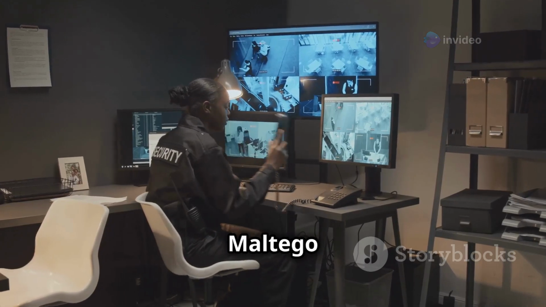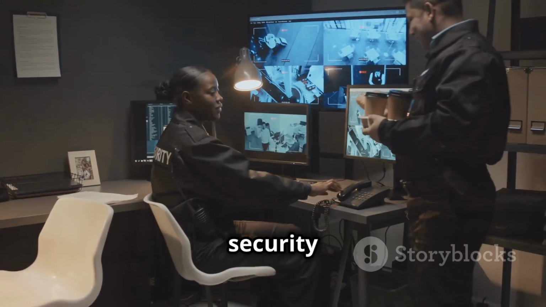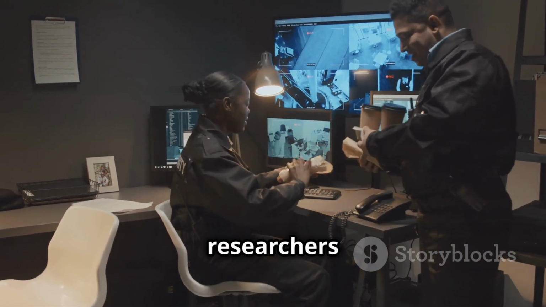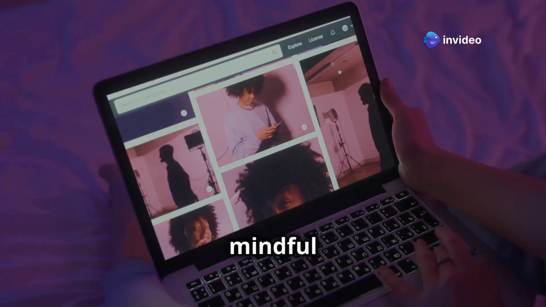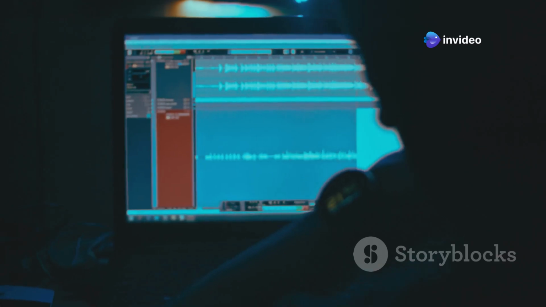But fear not, because Maltego is also widely used by security professionals, journalists, and researchers for legitimate purposes. So, what's the takeaway here? Be mindful of your digital footprint.